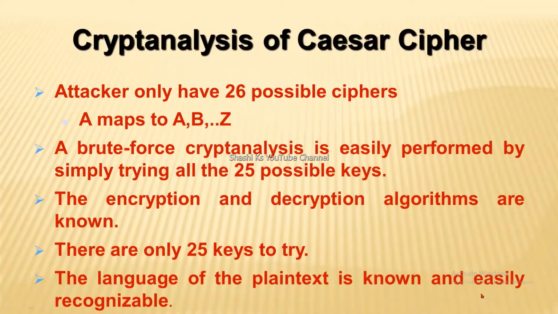Here you have certain things to be noted. Caesar cipher is very easy to crack and less secure because the encryption and decryption algorithms are known, you have only 25 possible keys to try, and the language of the plain text also is known and easily recognizable. Whatever encryption algorithm you use, it must have as large a number of keys as possible. For example, the triple DES algorithm makes use of a 168-bit key size, which makes it more secure.